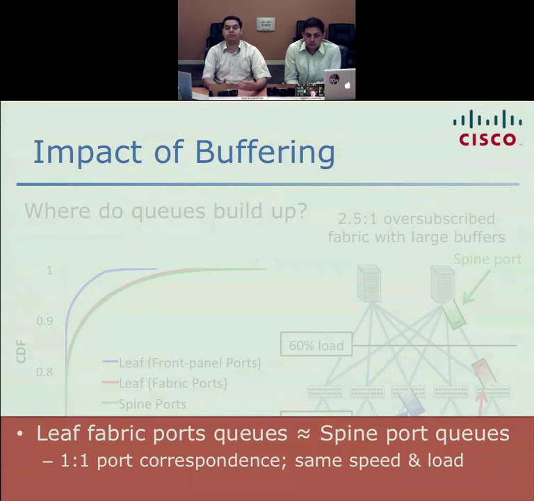And if you think about it, this actually makes a lot of sense. There's really a one-to-one correspondence between leaf uplinks and spine downlinks. They always run, by definition, at the same speed. And because all the traffic that goes up some uplink comes down another downlink in the spine, these ports also run at about the same amount of traffic intensity and load. And that's why you see this similar distribution.